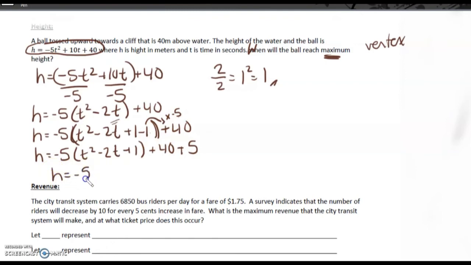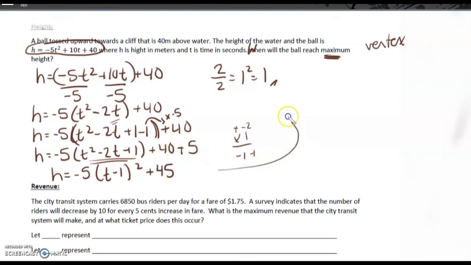Okay, h equals -5. We're going to go ahead and factor this trinomial. So what two numbers multiply to 1 and add to -2? Well, -1 and -1. So t minus 1 squared, and then 40 plus 5 is 45. Okay, therefore the vertex is (1, 45). Remember, the 1 is opposite of what it looks like inside the bracket.